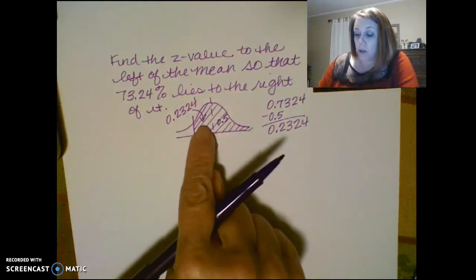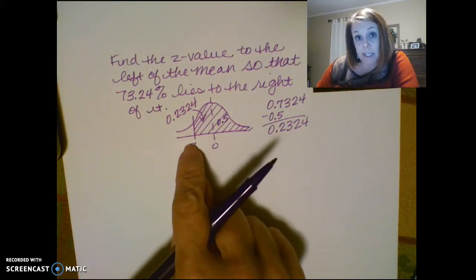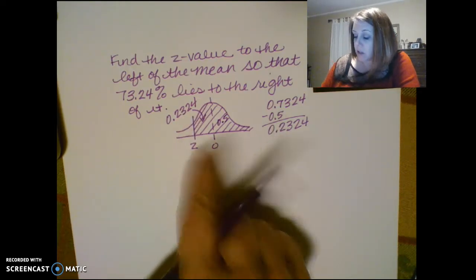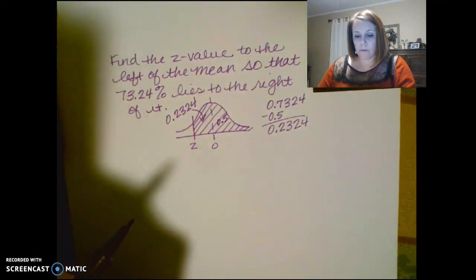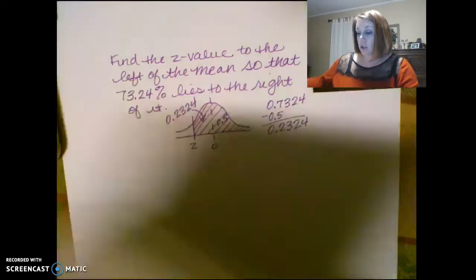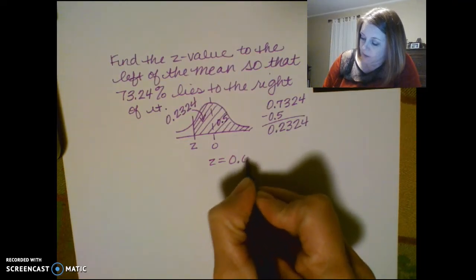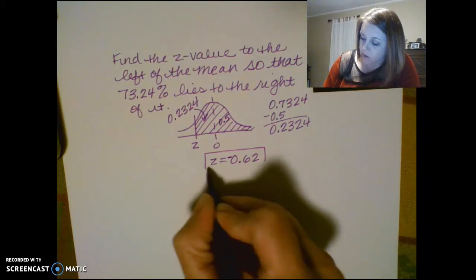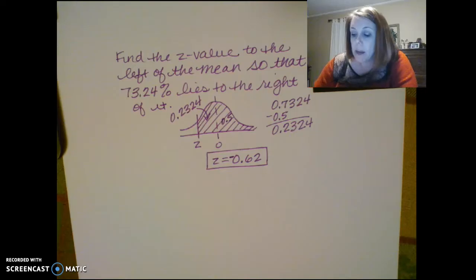0.2324. So if we look up this area, remember the areas in your table are between 0 and z, which is why that area was useful. If we look up this area, it's going to tell us our corresponding z value. So 2324 gives us a value of 0.62. There again, it's to the left of the mean, so we have to remember to make it negative. So the wording changes slightly, but the process is still the same.